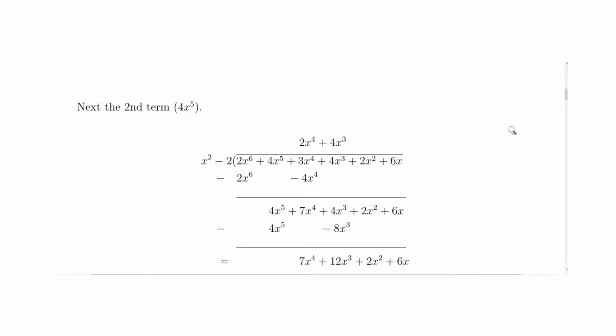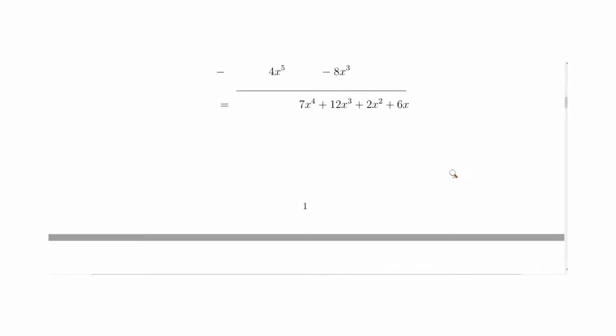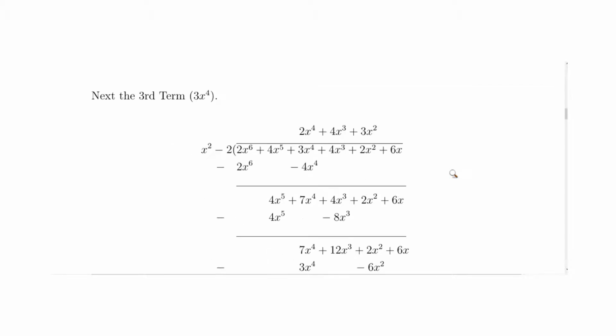Okay, now we move on to the third term, which is 3x to the power of 4. Let me show you what we've done here. As I did before, I brought these down here for you to have a look at, but you can just do it all in one go like I've done here. You can carry on all the way down. So the third term, 3x to the power of 4. 3x to the power of 4 divided by x squared gives us 3x squared. That's what we put in the quotient.